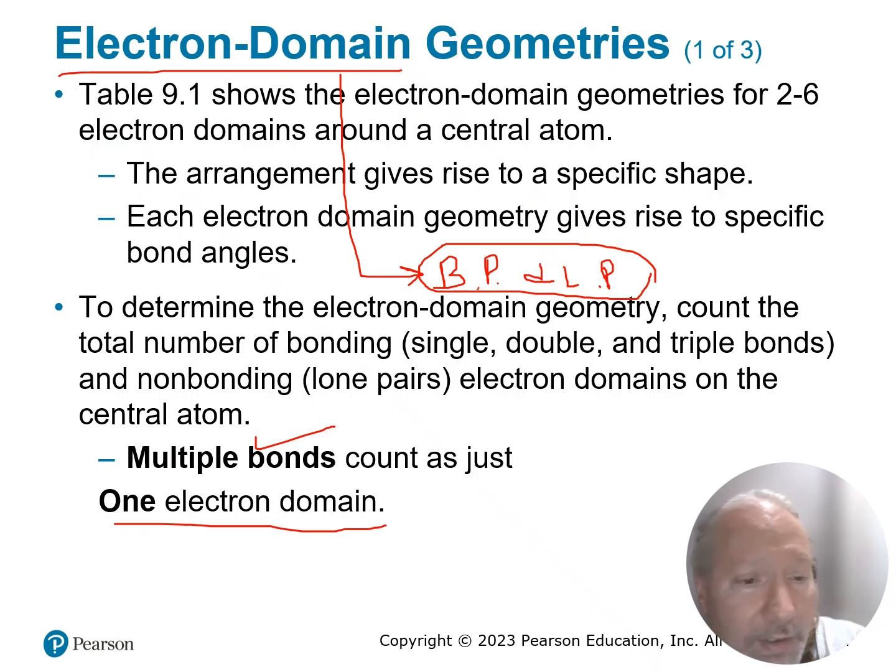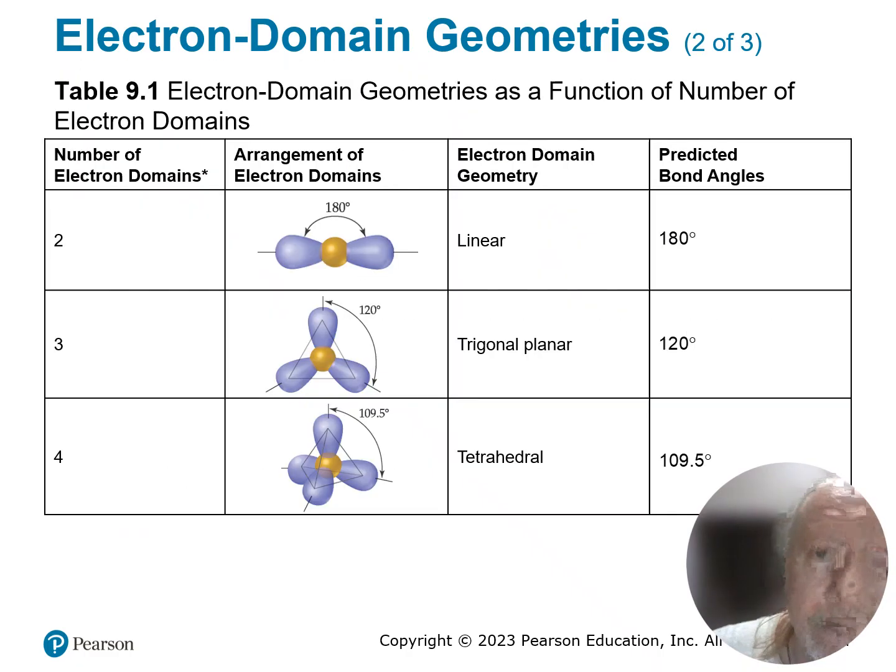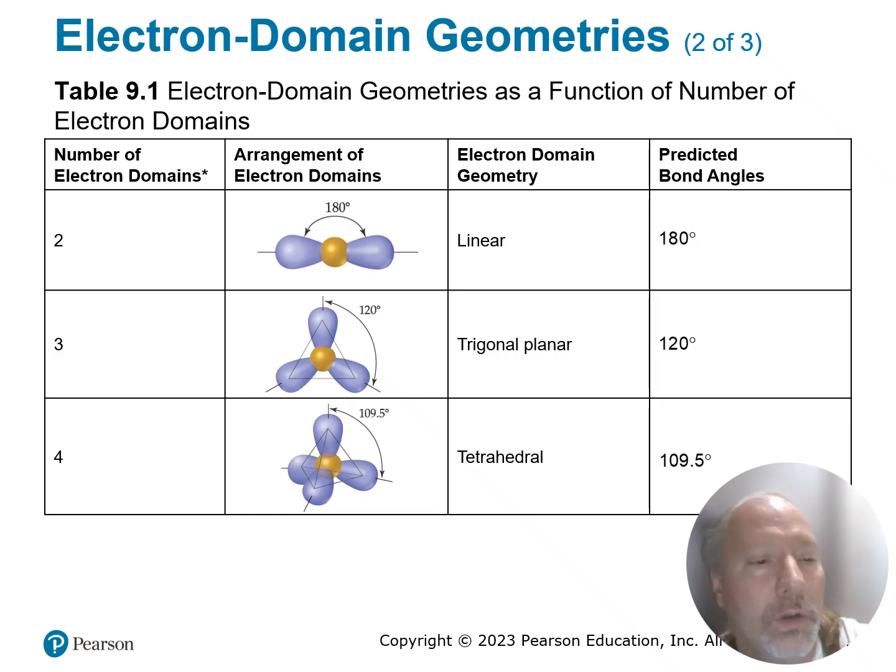If we do, we're going to make a mistake in our initial determination of electron domain geometry, which is where we start. So if we have 2 electron domains, we know that those 2 domains are going to spread apart best by being 180 degrees apart. It's going to be linear, and the predicted bond angle is about 180 degrees.